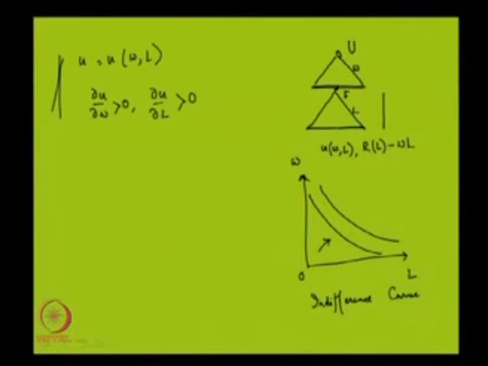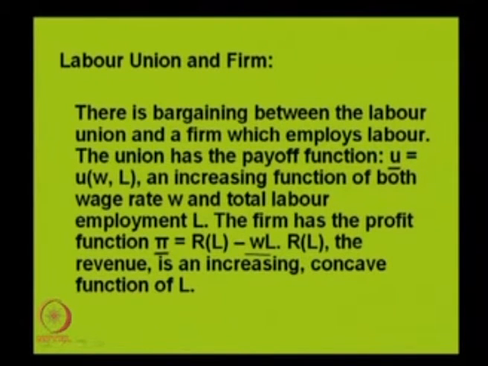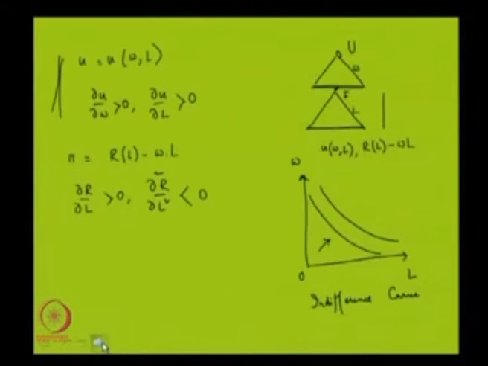And what does the firm want to do? The firm wants to maximize this pi, and pi is given by this, and we have this relationship between L and R, that the first derivative is positive, which means that if more labor is employed, revenue rises, but it rises at a declining rate, because if you remember, the firm has a profit function pi, the revenue is an increasing and concave function of L. Concave function of L means that its slope goes on declining, which means that the second derivative is negative. So, diagrammatically it will look like the following.